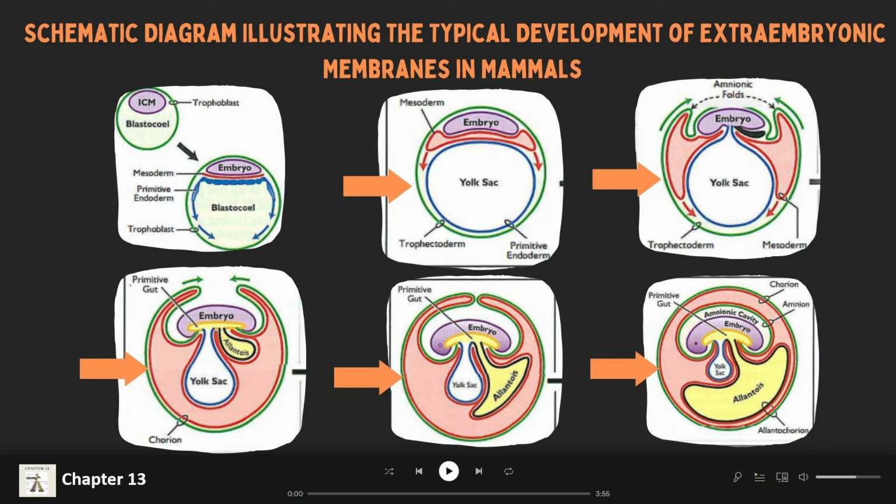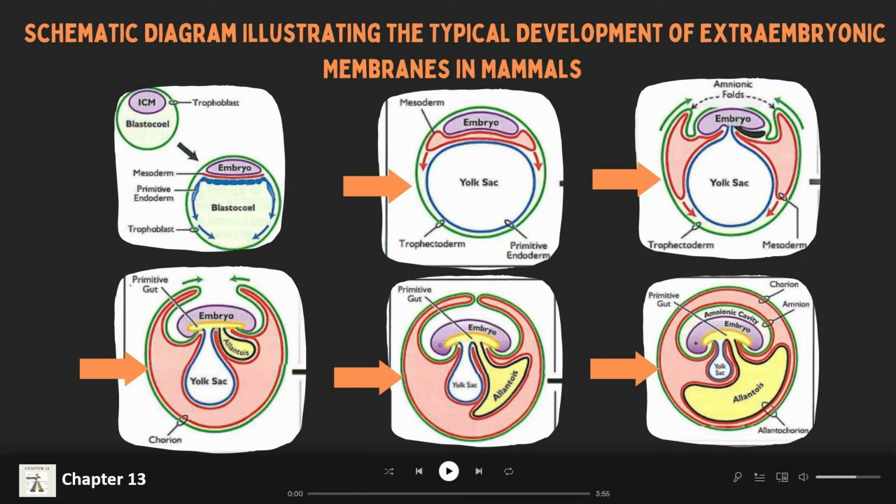The allantois is a diverticulum from the primitive gut that collects embryonic wastes. The mesoderm continues to fuse with the cells of the trophectoderm to form the chorion. The amniotic folds continue to grow upward around the embryo. The yolk sac begins to regress, but the allantois continues to grow and expand. The amniotic folds almost completely surround the embryo. The leading edges of the amniotic folds will eventually fuse.